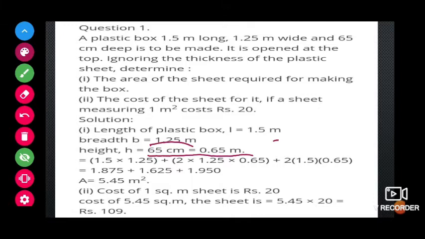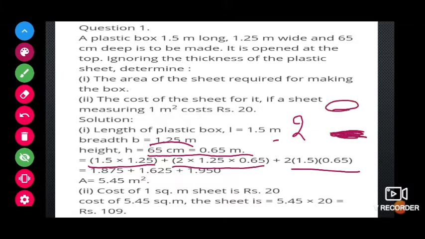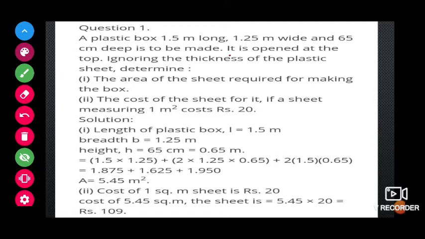Usually the formula is 2 into HL plus 2 into the others; each time we get 2 times, because there are 2 faces each. But this time the bottom face is there, but the top face is not there. That's why it's open at the top. So we will not take 2 into length into breadth. We will take only one time, LB.